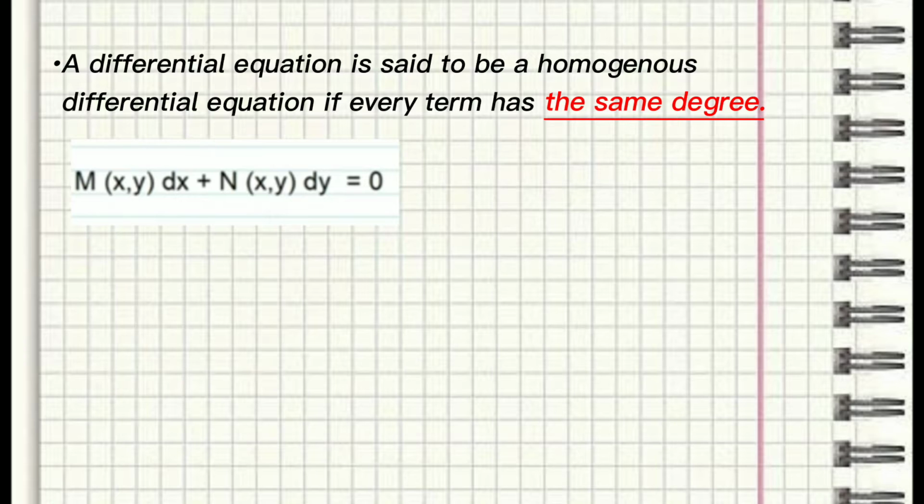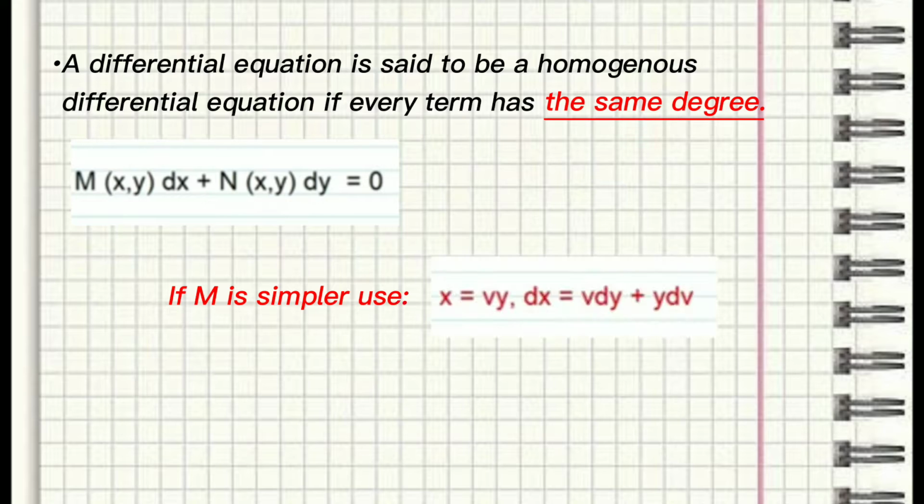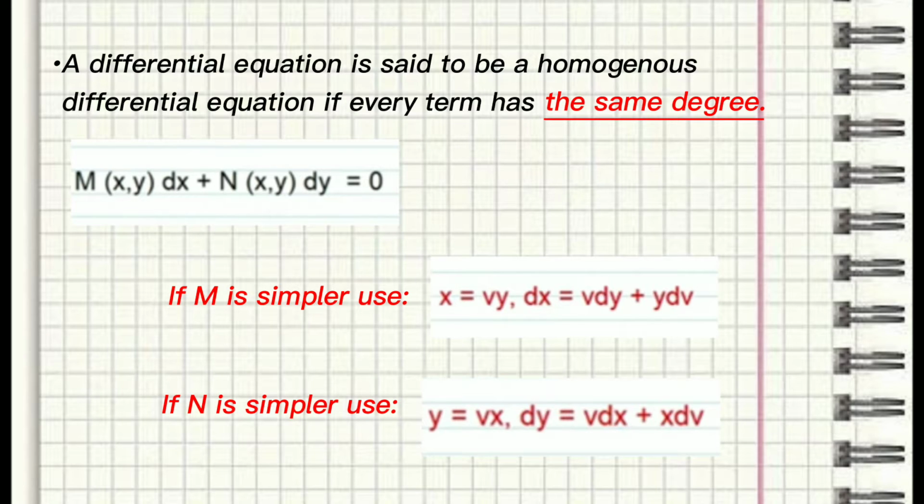There is a condition that if M is simpler, use x equals vy, and dx equals v dy plus y dv. And if N is simpler, use y equals vx, and dy equals v dx plus x dv. dx and dy here are just the derivatives of x and y using the product rule.